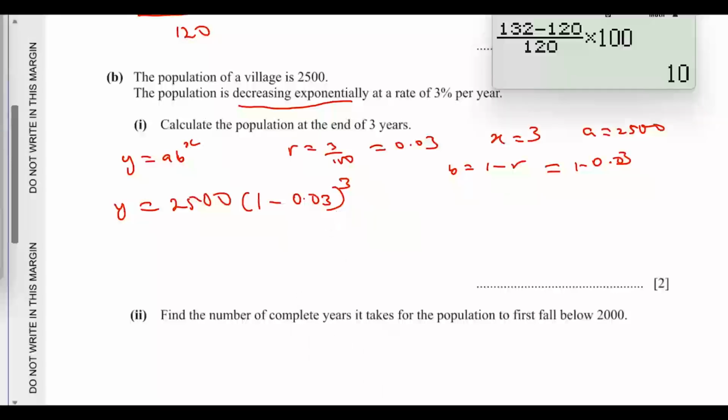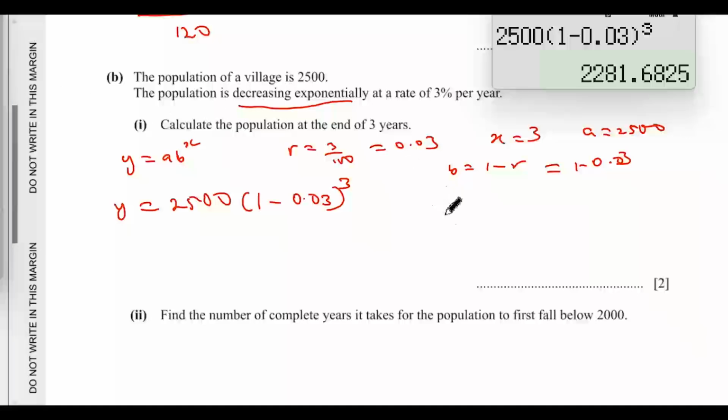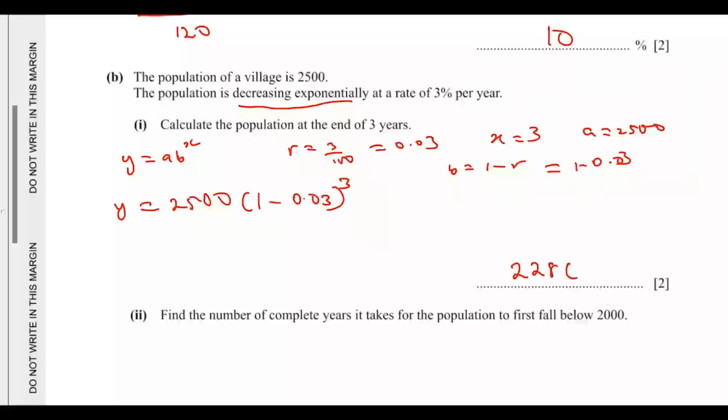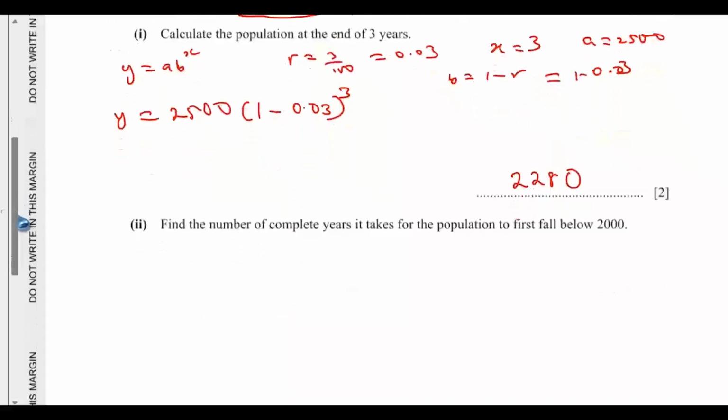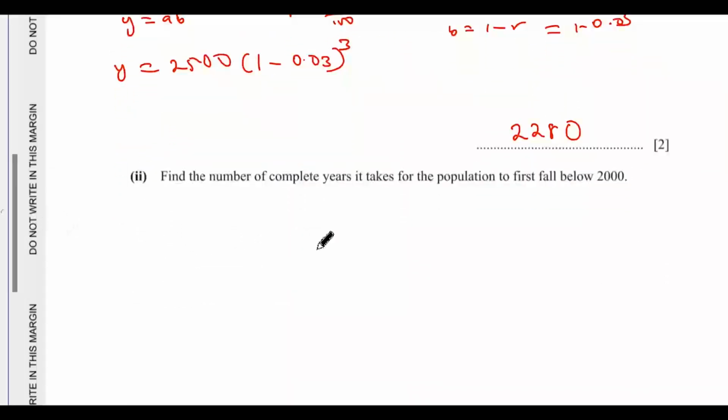So here, let's rub off this. We have 2500, into bracket 1 minus 0.03, then to the power of 3. Let's put 3 here, then hit enter. So we have 2281.68. So this is approximately 2280.